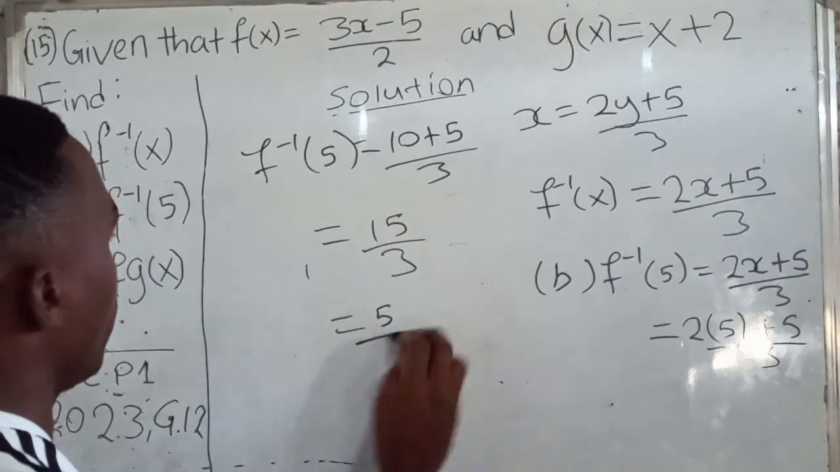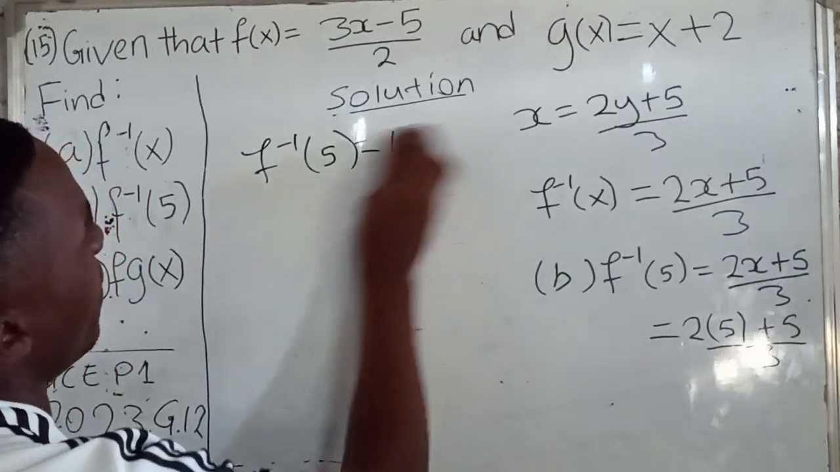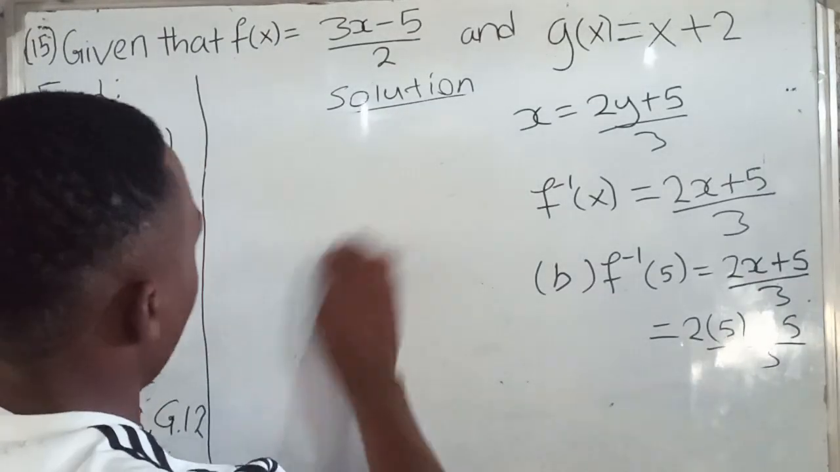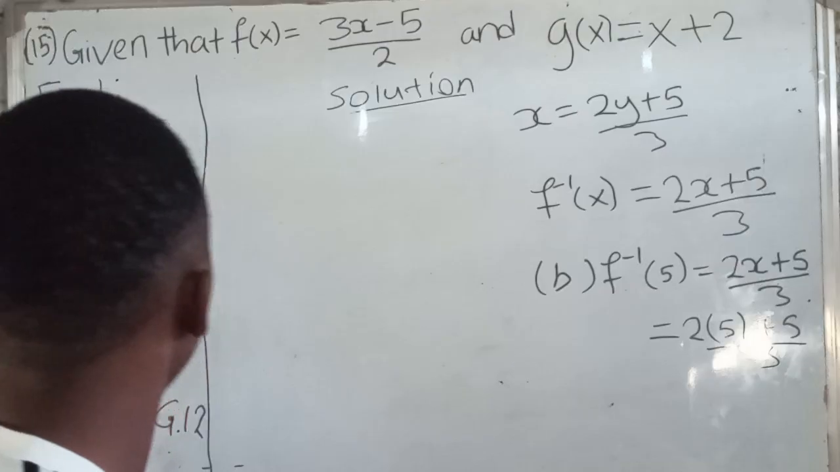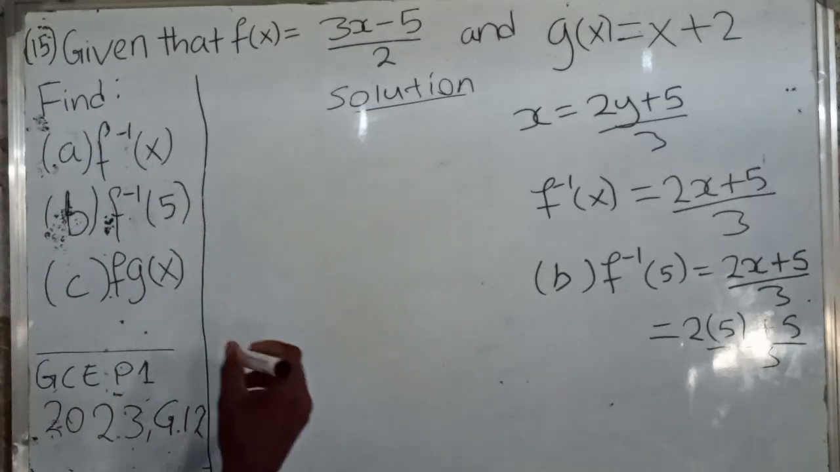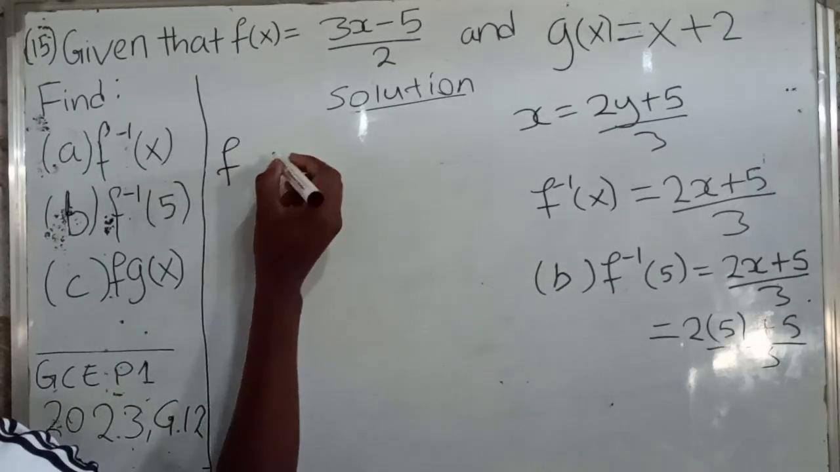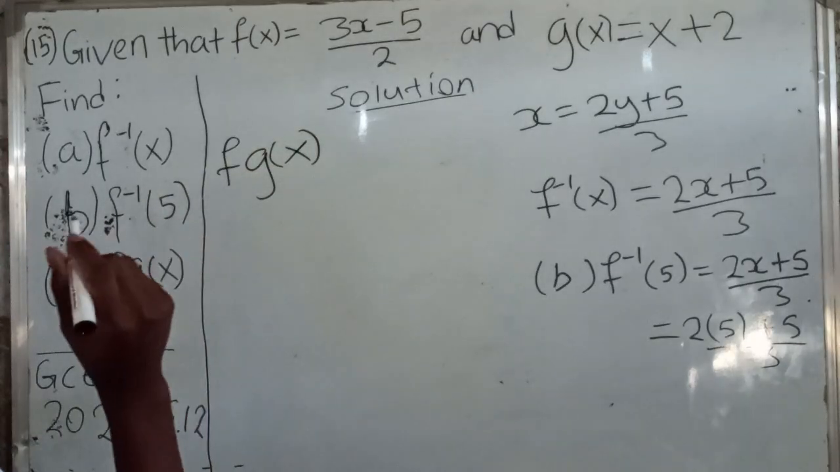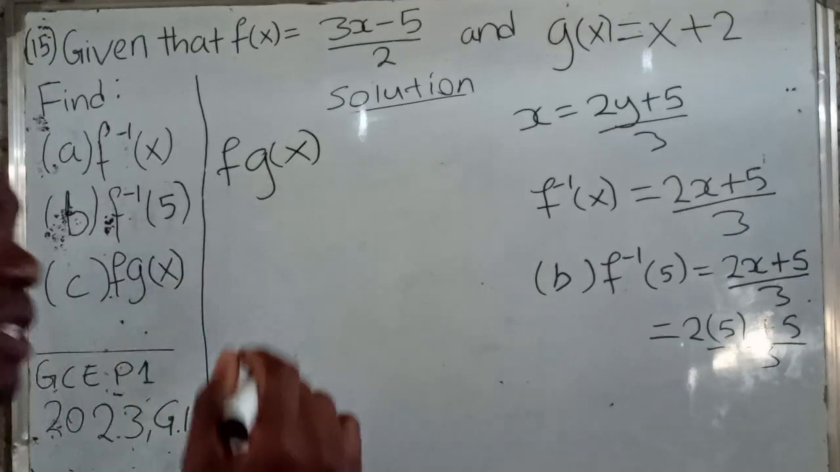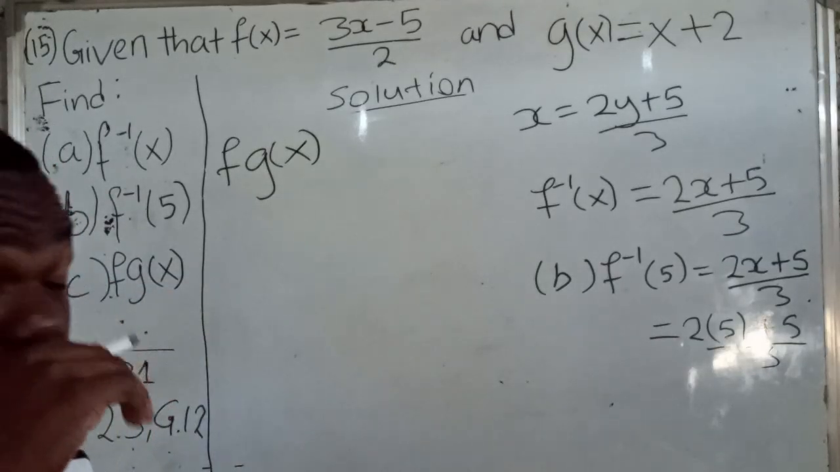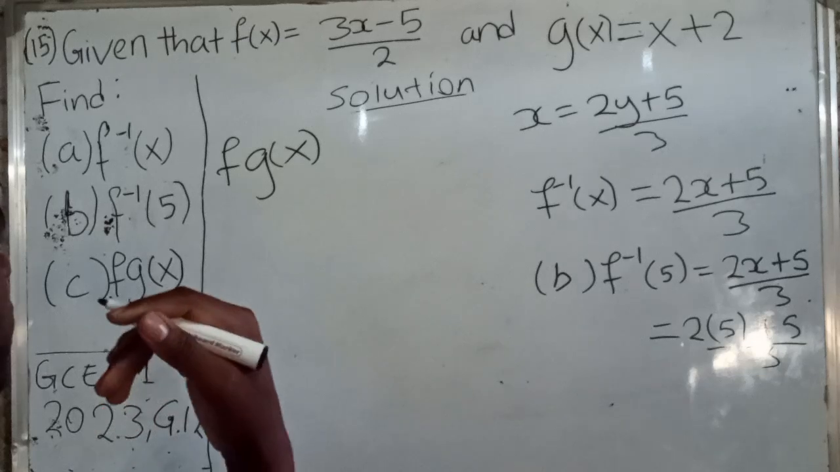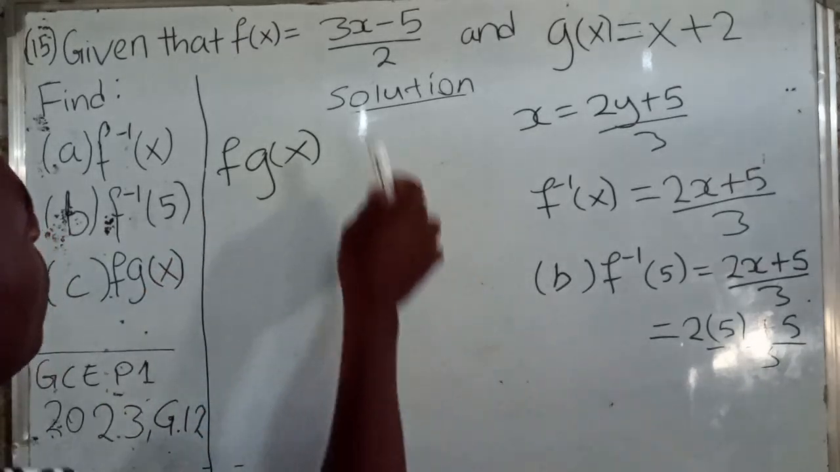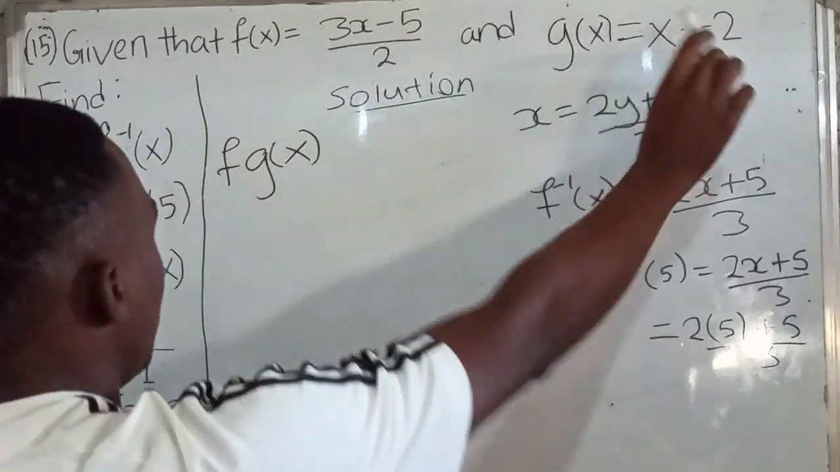So I think I can also rub. I hope you have followed. Okay. So question C, they have asked us to find the f of g of x. So these are what we call composite functions. So what do they mean by composite function? They mean this is a combination of two functions. The combination of this function and this function.